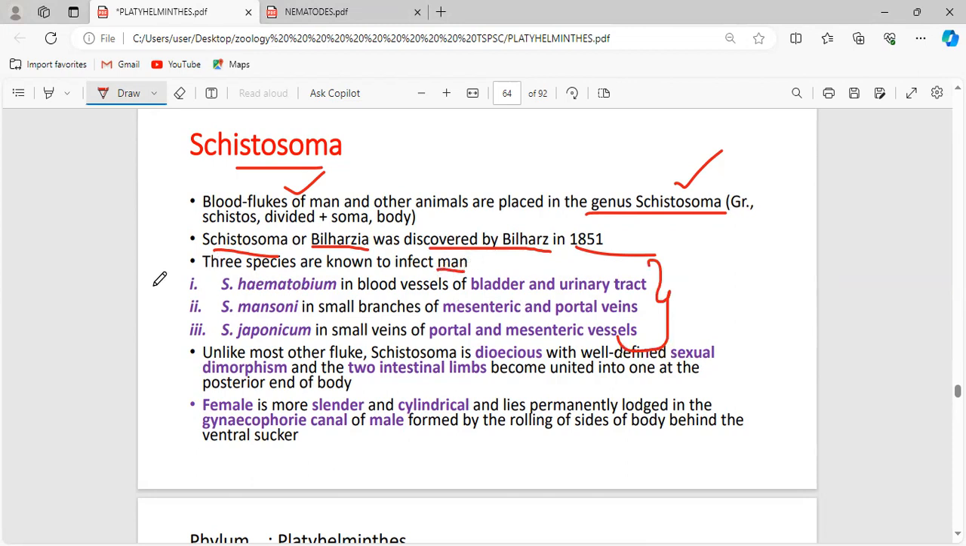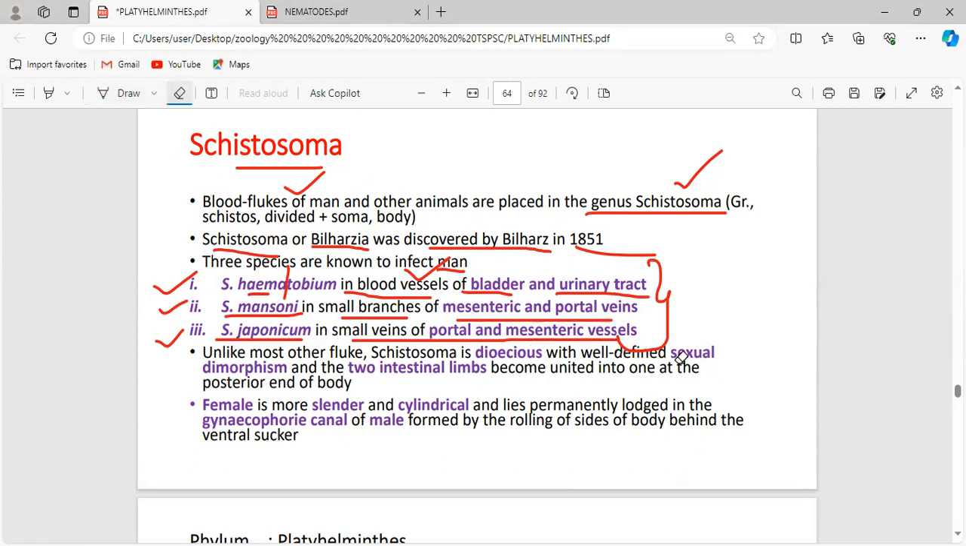And what are the three species? Schistosoma haematobium, Schistosoma mansoni, and Schistosoma japonicum. The name haematobium suggests haem means blood, so it inhabits the blood vessels of the bladder and urinary tract of humans. Schistosoma mansoni is present in the small branches of the mesenteric or portal veins. Schistosoma japonicum is present in the small veins of the portal and mesenteric vessels.